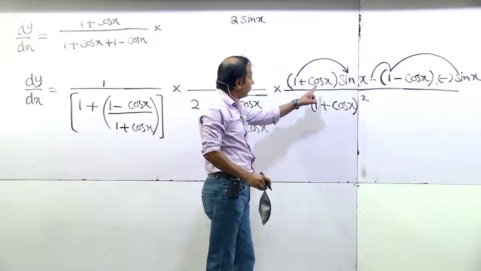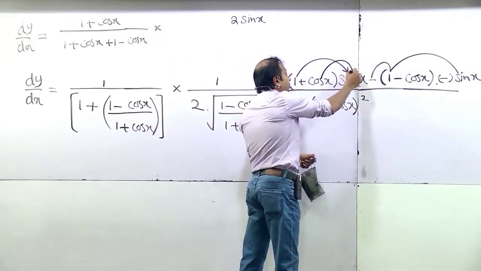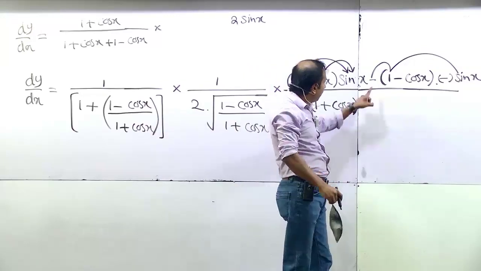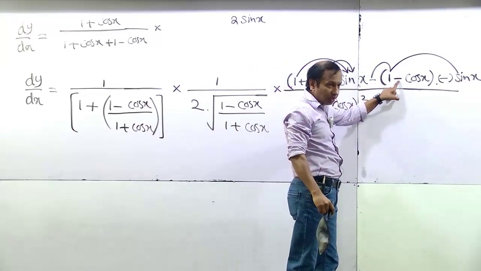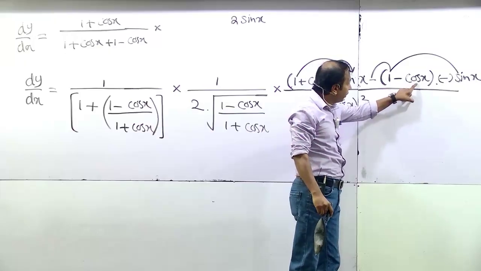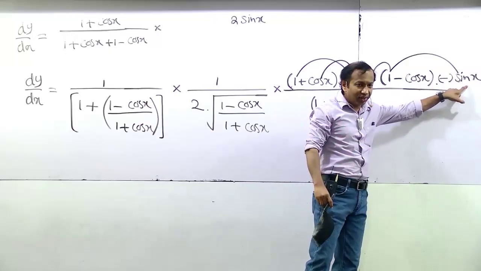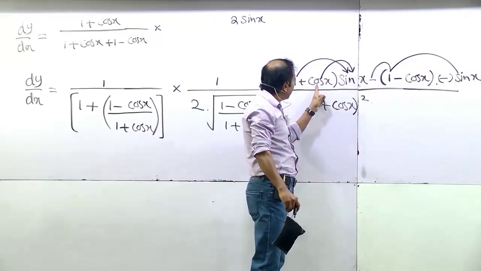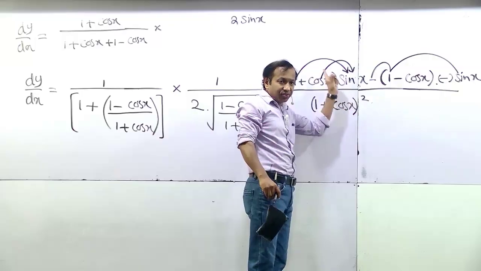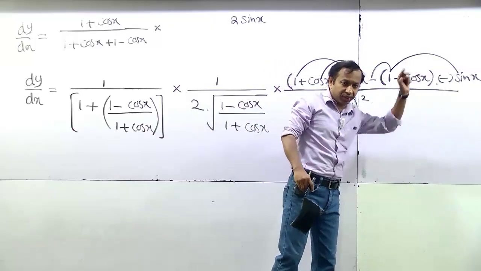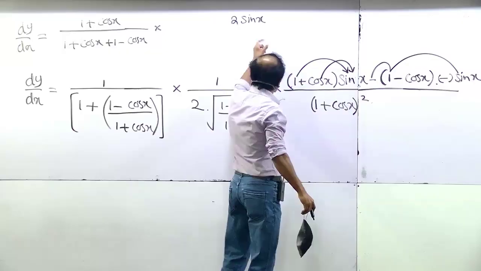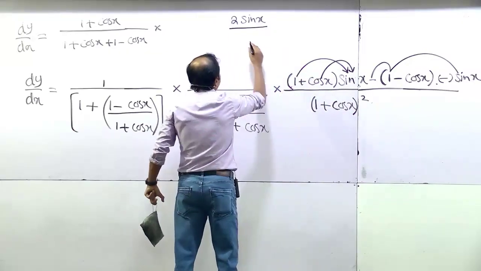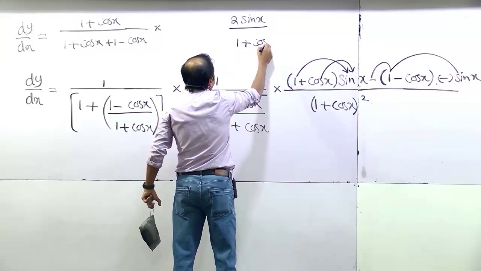Now here, look at this. Cos 6 sin x product we get. Look at this. Minus minus plus. Cos 6 into minus sin x. What do you get? Minus cos 6 sin x here. Here we get what? Plus cos 6 sin x. What happens? Plus cos 6 sin x will cancel with minus cos 6 sin x. Then we get 2 sin x. Right? Divide by this 1 plus cos 6. Perfect square.